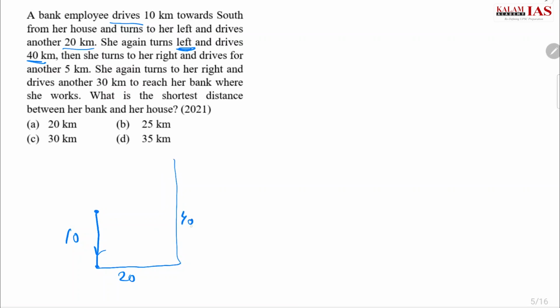40 kilometers to the left, and then she turns to her right and drives another 5 kilometers. So this is her 5 kilometers. She again turns to her right and drives another 30 kilometers. Now again she travels 30 kilometers, something like this. If you see, this will be exactly something like this.